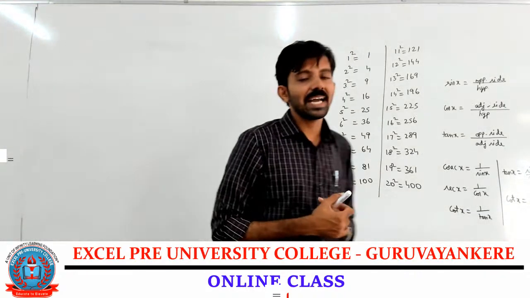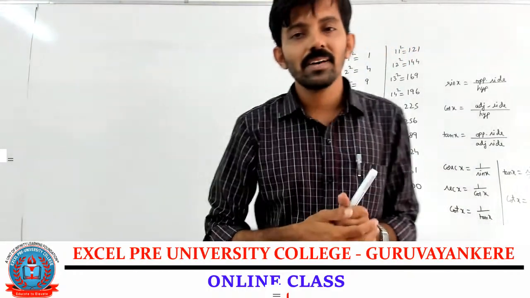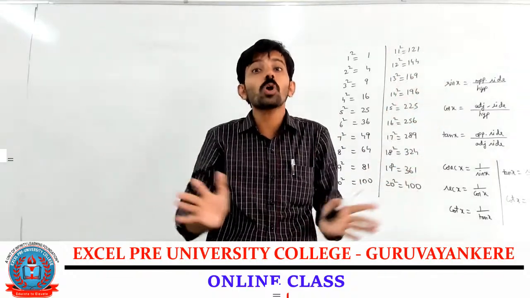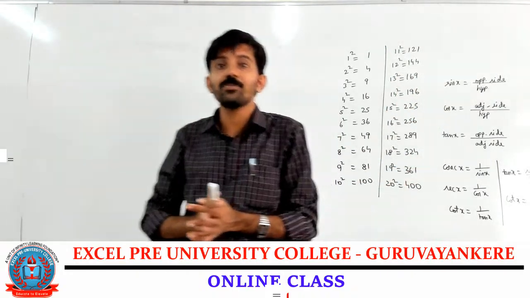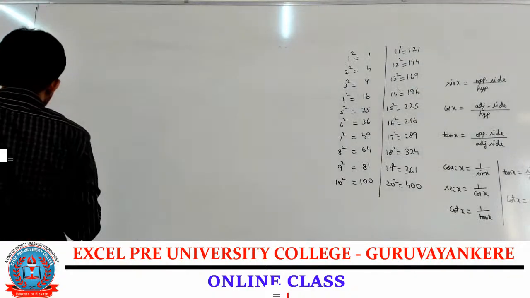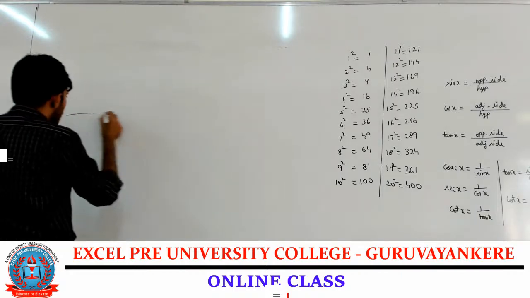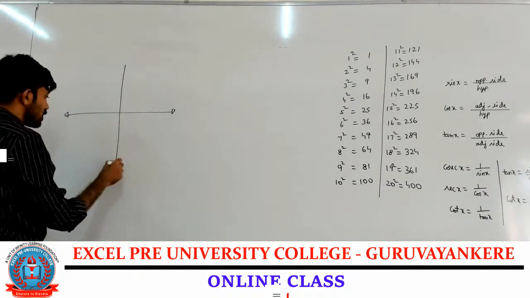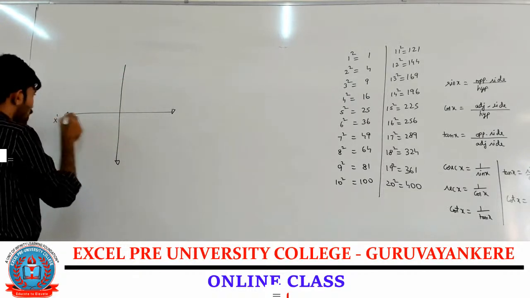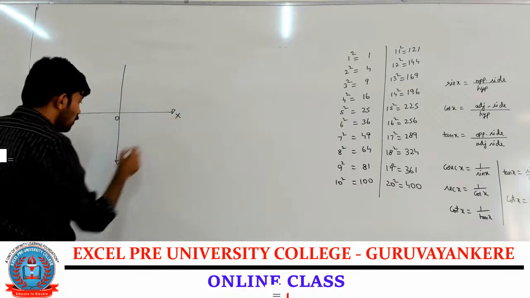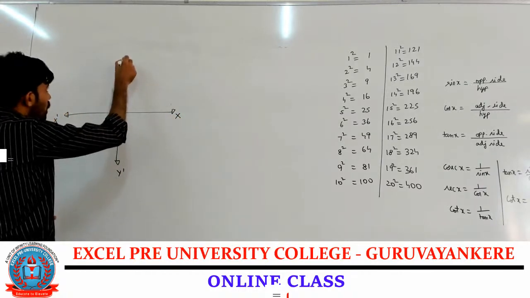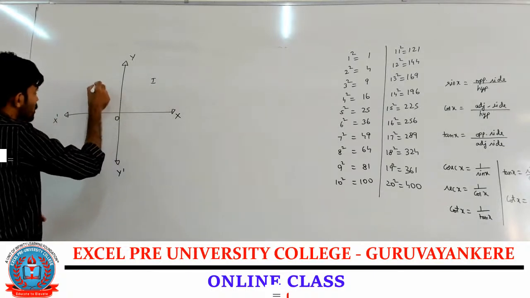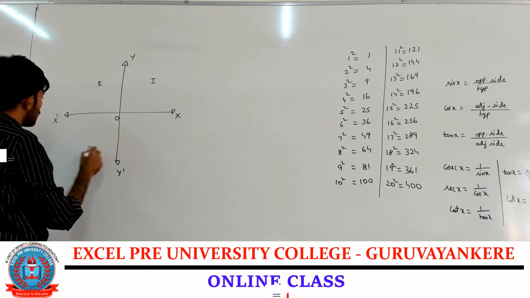The two real number lines, if you take along x-axis and y-axis, divide the plane into 4 quadrants. You must know that. X-axis and y-axis are taken mutually perpendicular to each other, X dash OX and Y dash OY. First quadrant, second quadrant, dividing the coordinate plane into 4 quadrants.